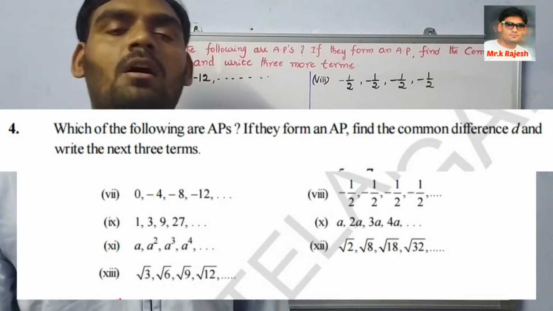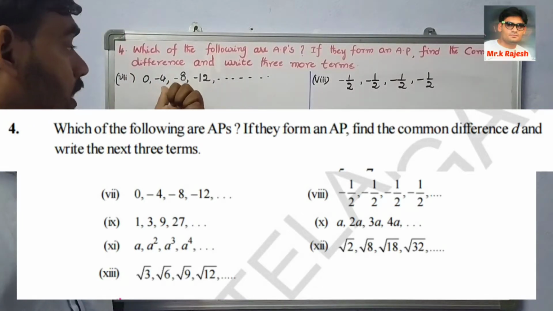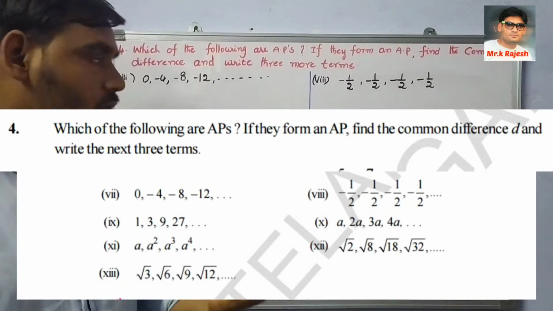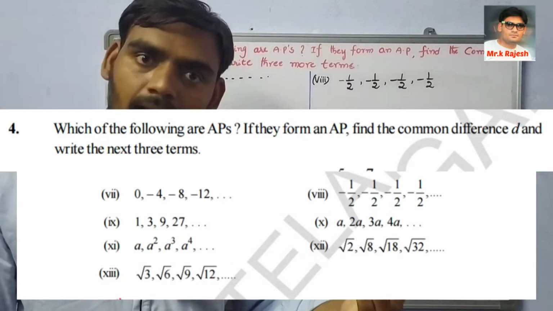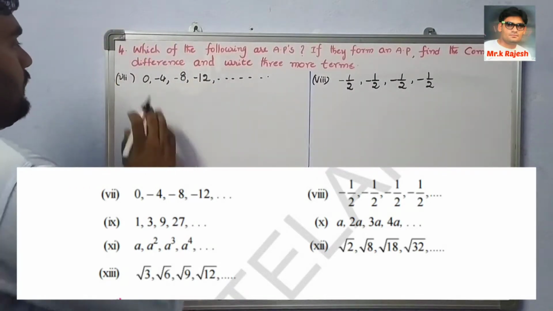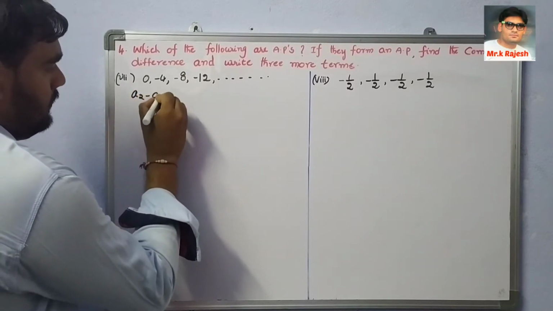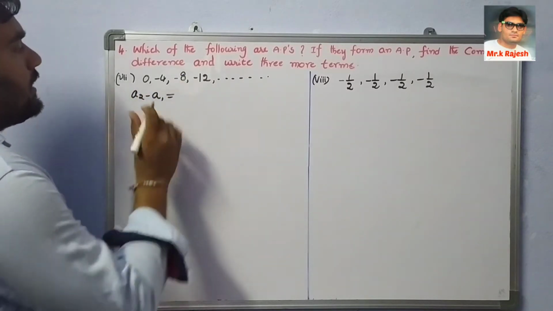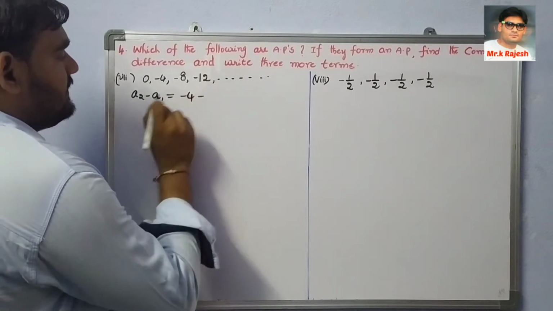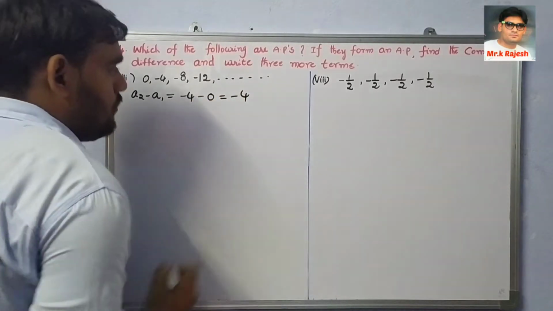Common difference is nothing but the difference between A2 and A1, which should be the same as A3 minus A2, and A4 minus A3, like that An minus An minus 1. So here first we need to find A2 minus A1. What is the value of A2 here? Minus 4, minus A1 value is 0. Minus 4 minus 0, you will get minus 4 only.